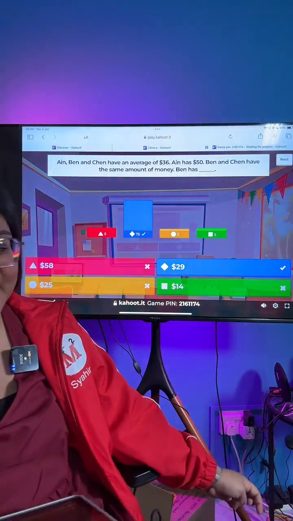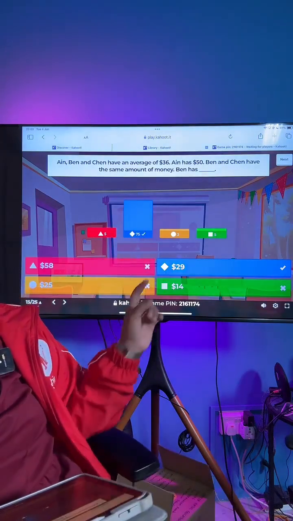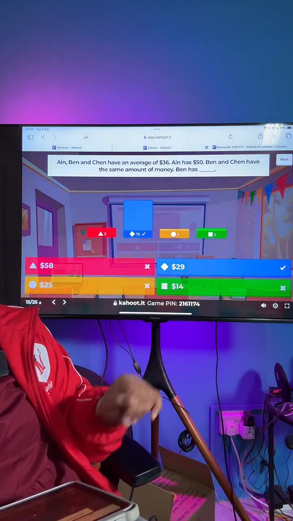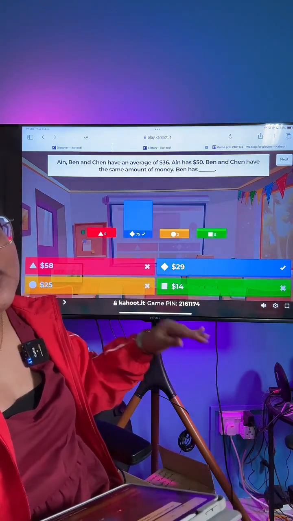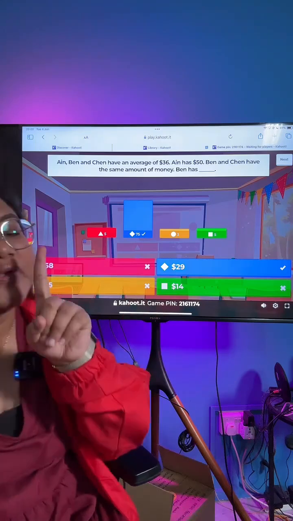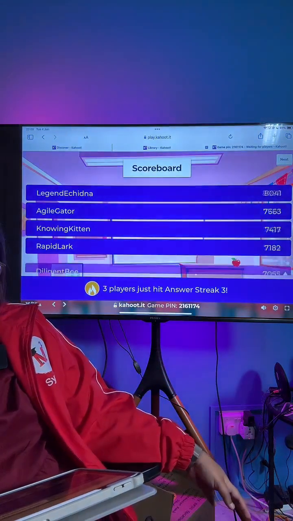Okay, friends, a lot of you already got it correct, $29, excellent job. Only a handful of you did not get it right, so let's talk about this question. If you got 58, you are only half right. You have to remember to divide by 2 because I only want one person. Okay, let's take a look at the leaderboard now.